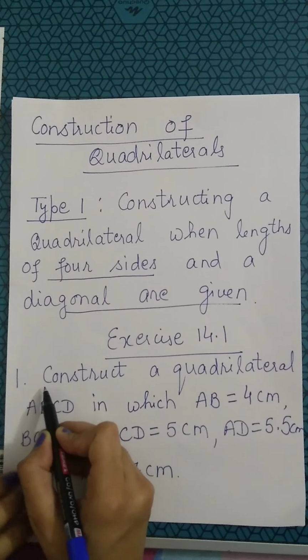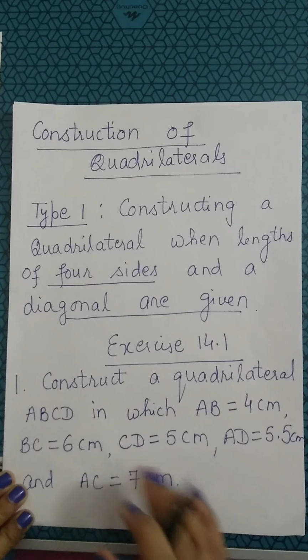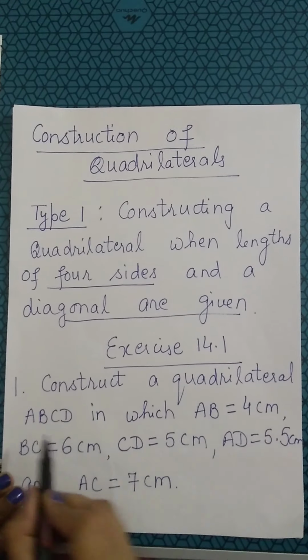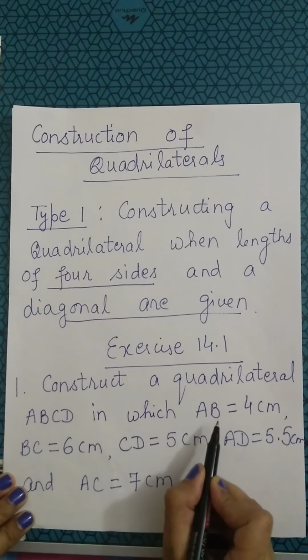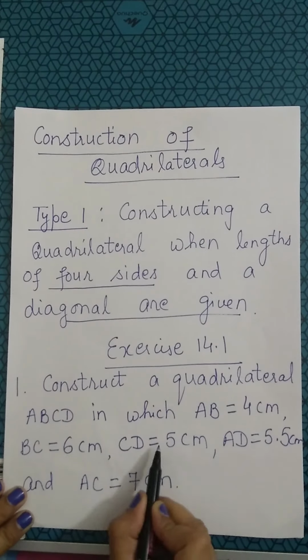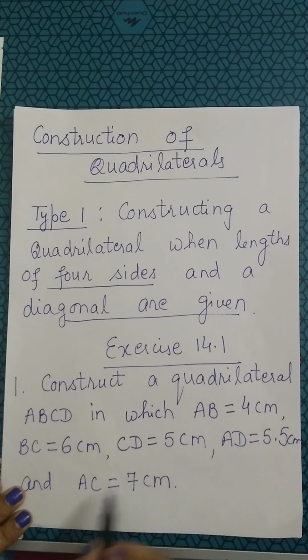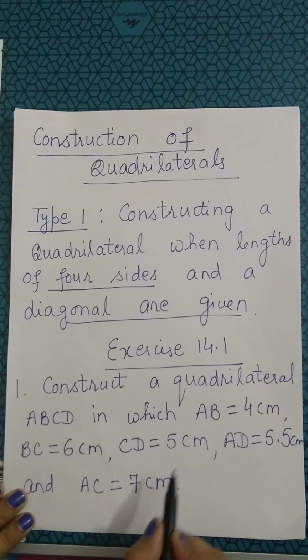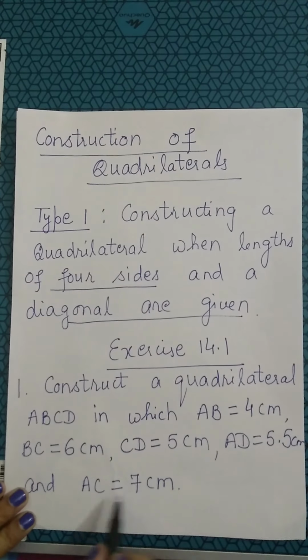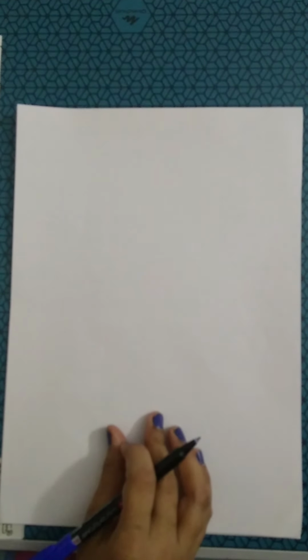This is question number 1. I'll take the same type and we'll be constructing here. Construct a quadrilateral ABCD in which AB is 4 cm, BC is 6 cm, CD 5 cm, AD 5.5 cm and AC is 7 cm. In this case, 4 sides and 1 diagonal is given. And now how we get to know that we have been given 4 sides and 1 diagonal.